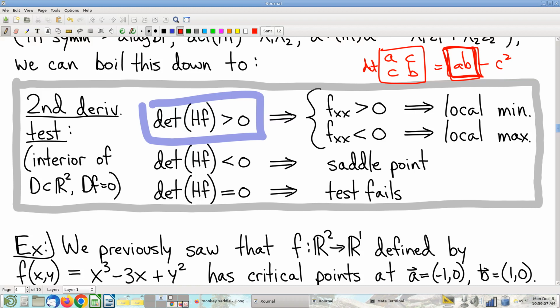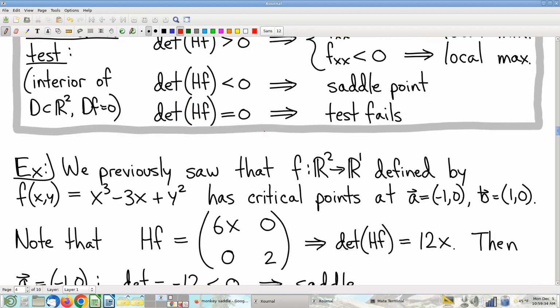Do you ever have a case where your Hessian determinant is greater than 0, but your second derivatives are 0? Yeah, and that's another case where the test fails. So the test only works specifically in these two cases, and the inequalities are strict. Yeah, absolutely. Okay. All right, so again, in action.